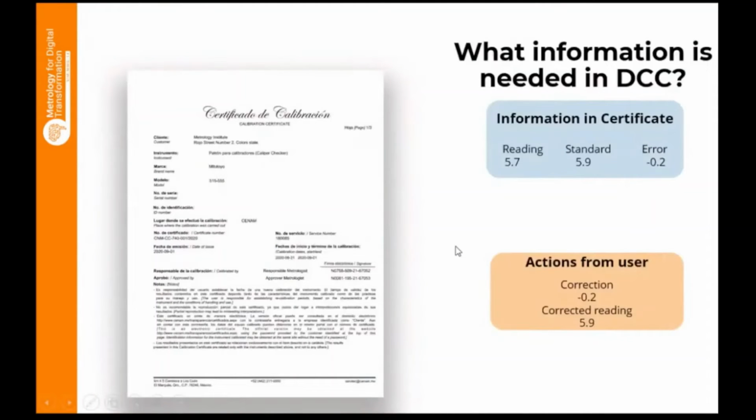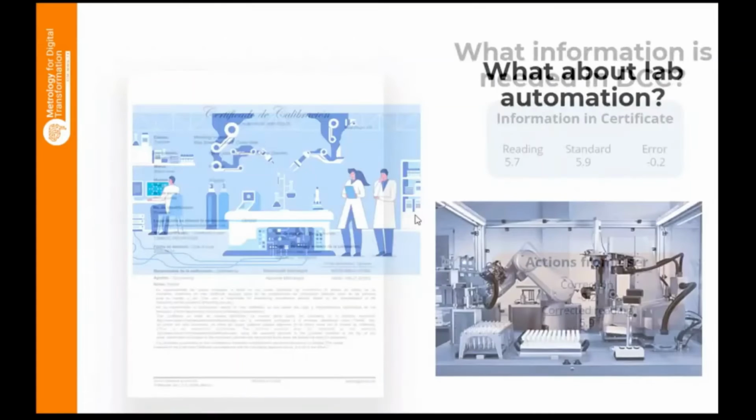And we need to think about what information is needed. Like I mentioned, actual certificates are designed for people. So maybe some information is not necessary to be included in the digital version because it's not being interpreted by a machine or by another instrument. Of course, you can include it if it can be read by persons, but we also need to concentrate on the information that can be used by non-human entities like instruments, machines, computers.